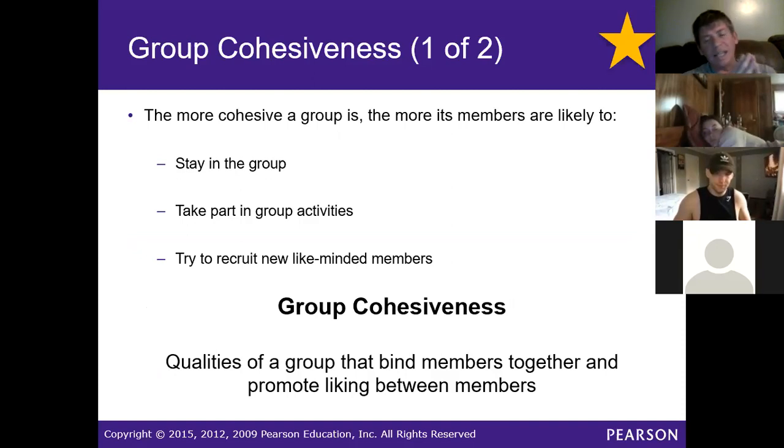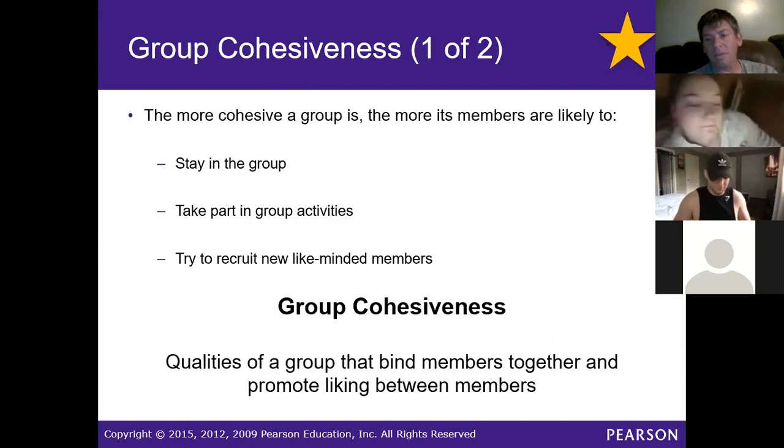So when something's cohesive, it means it's sticky, right? So cohesion means it sticks together. Group cohesiveness are the qualities of a group that bind members together, and it promotes liking between members, right? The more cohesive a group is, the more its members are likely to stay in the group, take part in group activities, and try to recruit new like-minded members.